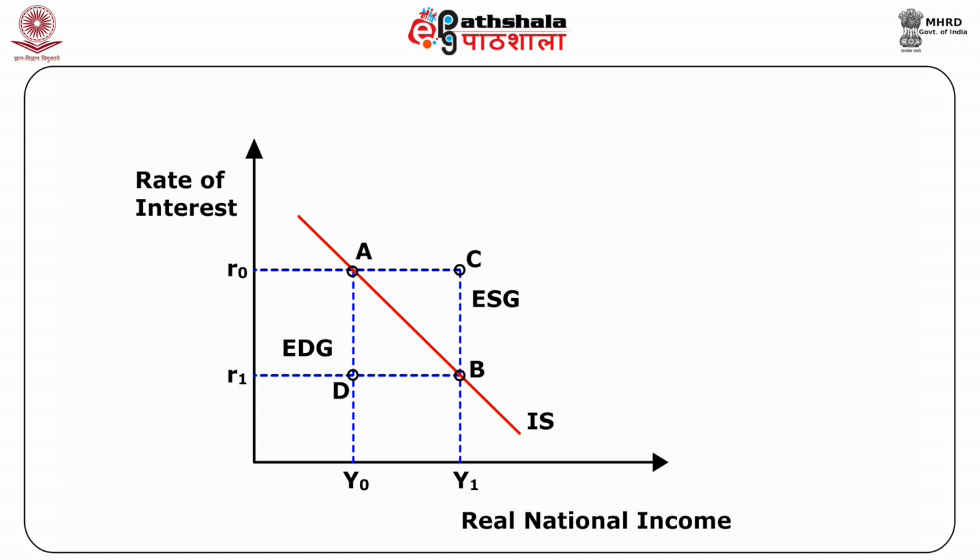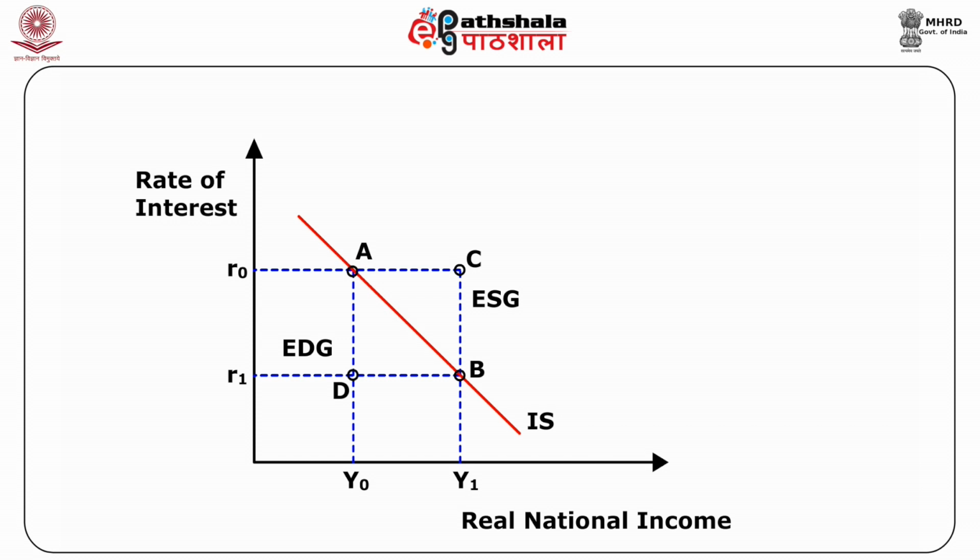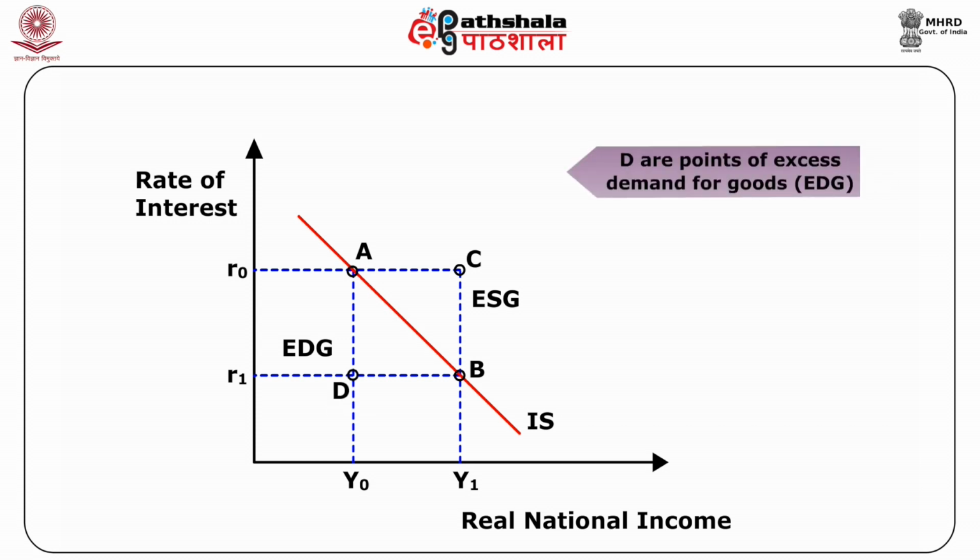This implies that all points above and to the right of the IS curve like C are points of excess supply of goods, and all the points below and to the left of the IS curve like D are points of excess demand for goods.